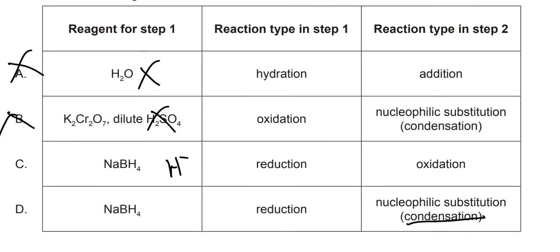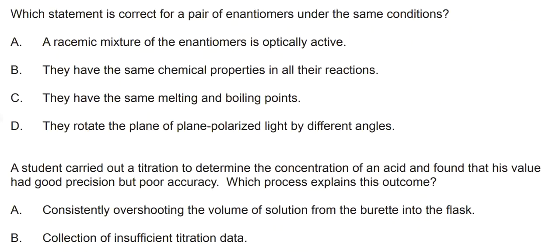So I would go with option D. Which statement is correct for the pair of enantiomers under the same condition? Enantiomers are going to be opposite or mirror images of each other at every single chiral center. A racemic mixture is never optically active because the plus and minus enantiomers cancel out.